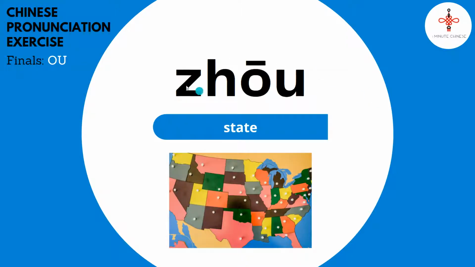Let's combine the initial Zh, the final O, and the high-pitched first tone all together. Zh, O, Zhou. Repeat after me. Zh, O, Zhou. Zhou, Zhou, Zhou. Zhou is state in Chinese.